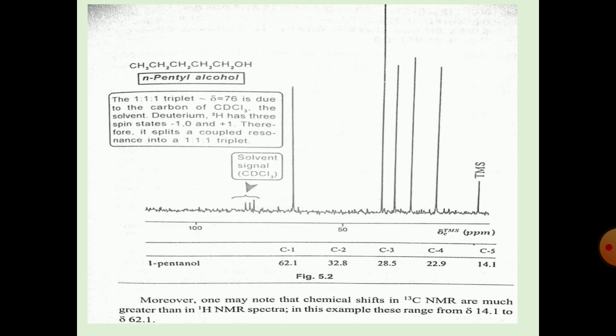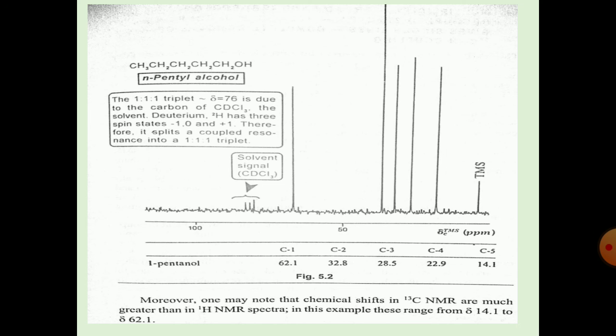Thus, 1-pentanol in its proton decoupled C13 NMR spectrum shows a separate peak for each carbon. This situation may be compared with the H1 NMR spectrum related to the compound 1-hexanol, where the central methylene groups overlap to give only one broad signal between delta 1.2 to 1.8, and it is only under special conditions that the protons of each methylene group spread out. So this is n-pentyl alcohol.